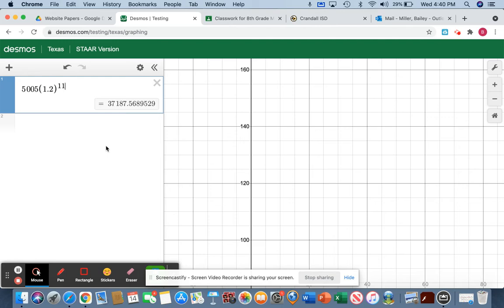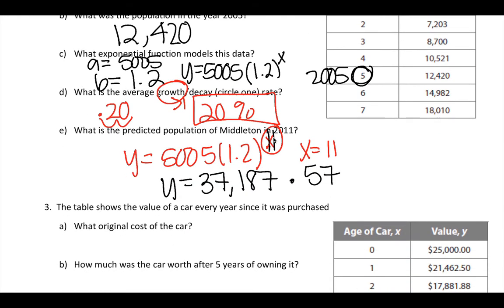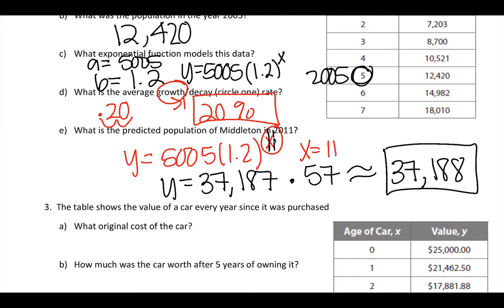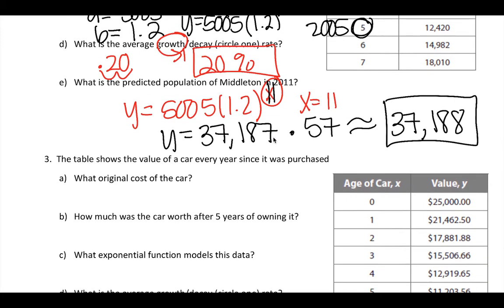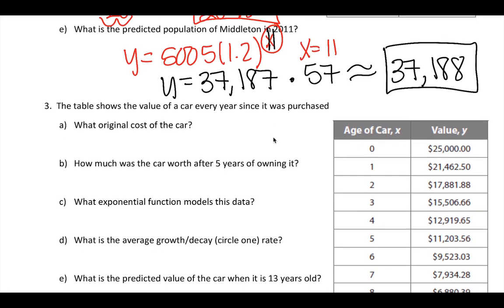37,187.57-ish. Now, think about this. We're talking about people, population. I can't have 0.57 of a person. So we need to go ahead and round that up to be approximately 37,188 people. It's a little off there. You can't have half of a person, but rather round up than count somebody out. Okay, last one.